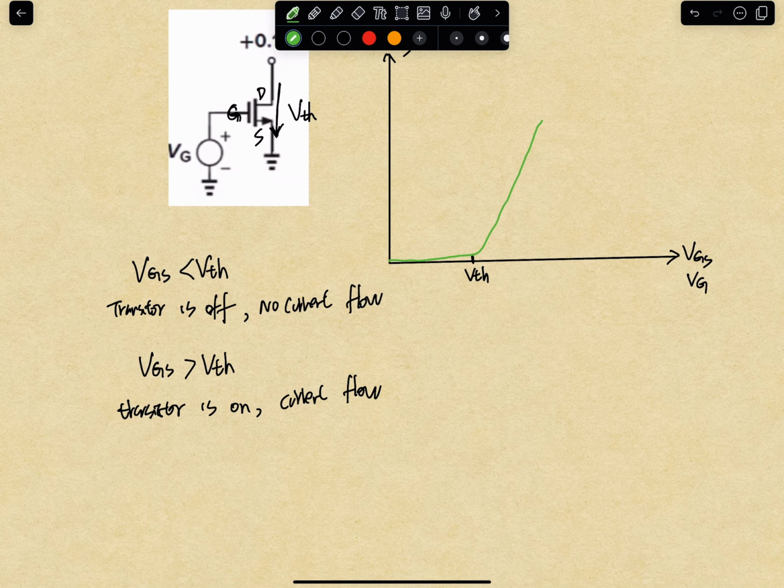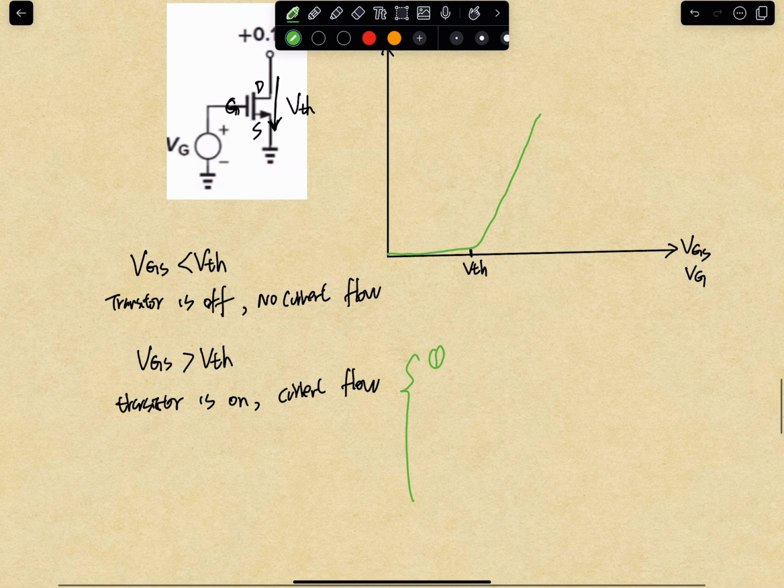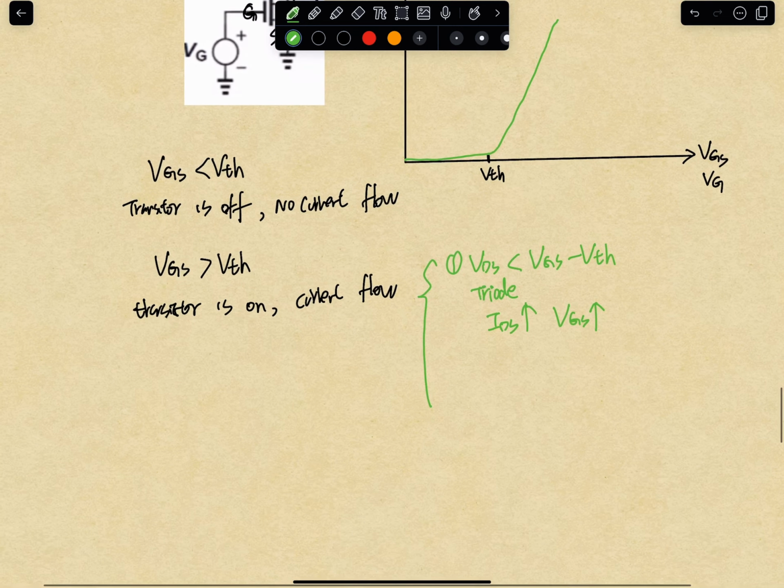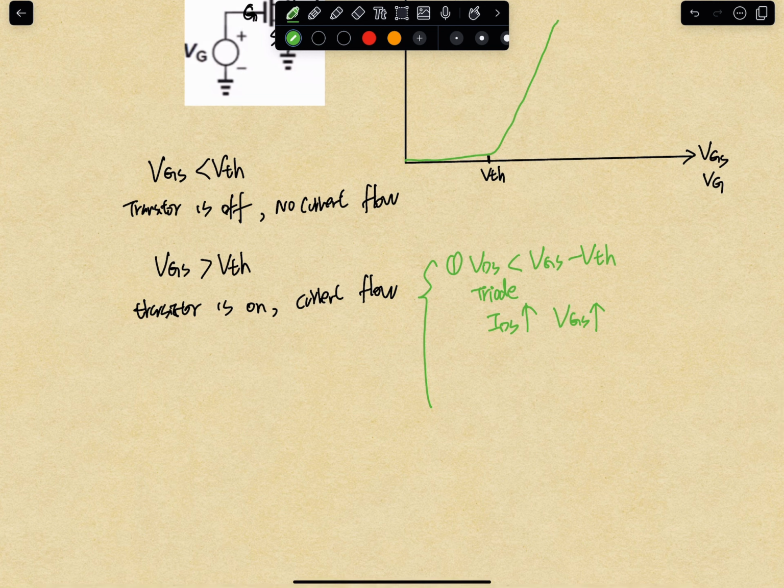But actually, there are two scenarios when the transistor is on. The first one is when the VDS is less than VGS minus VTH. This is the triode region, where the IDS increases with VDS, and the increase of gate voltage also increases the IDS. We also call it the linear region or triode region.